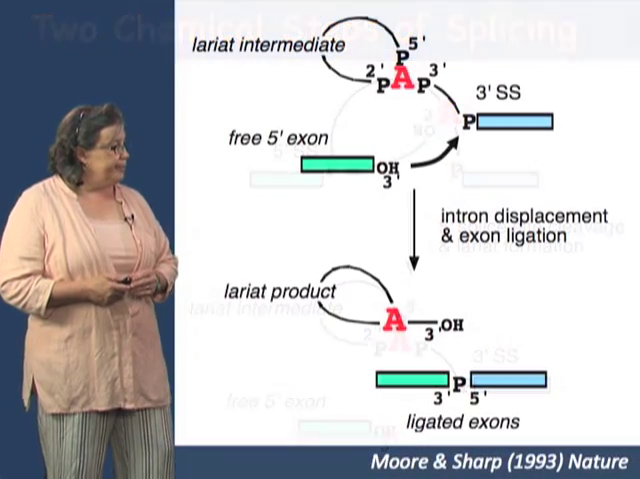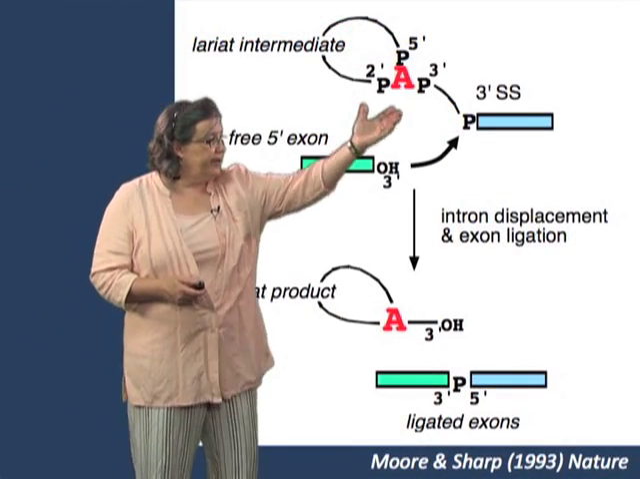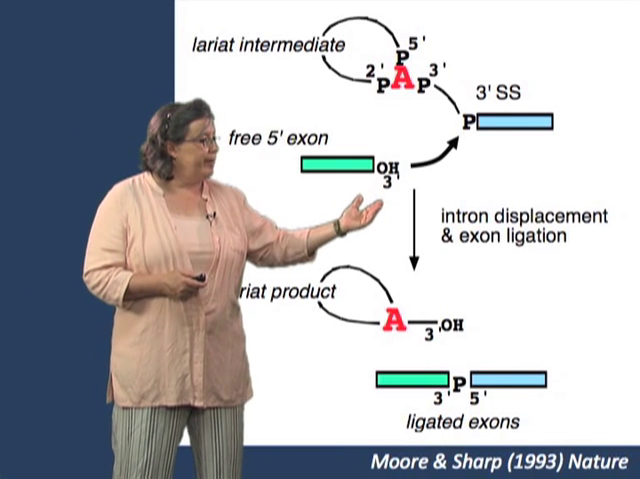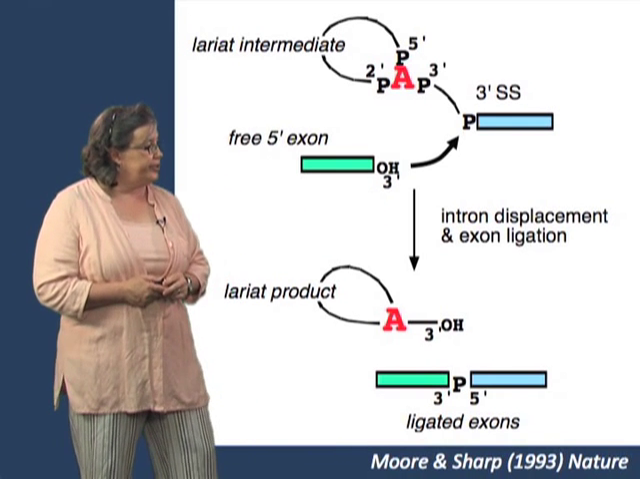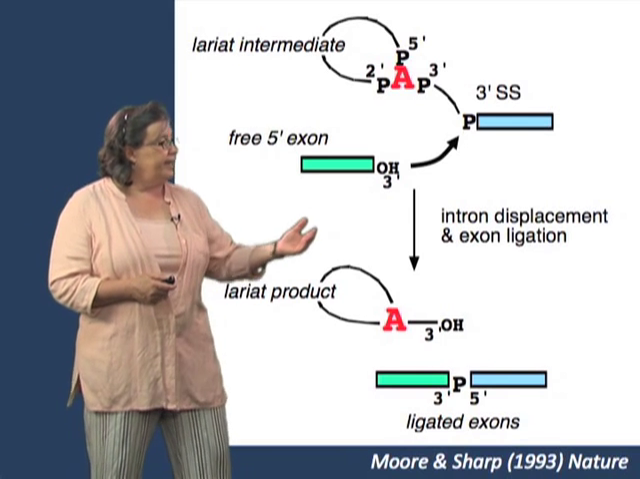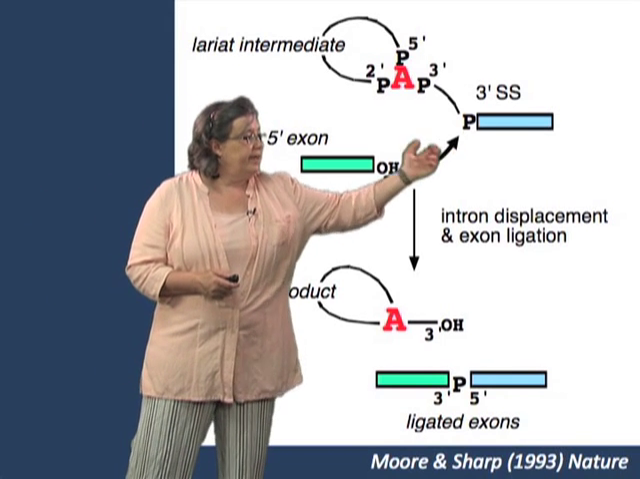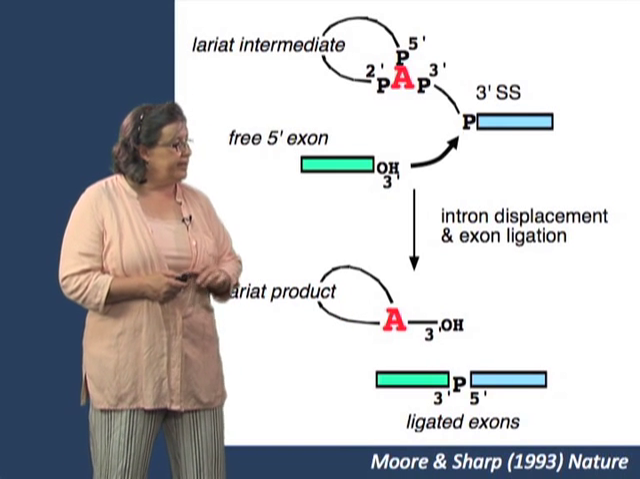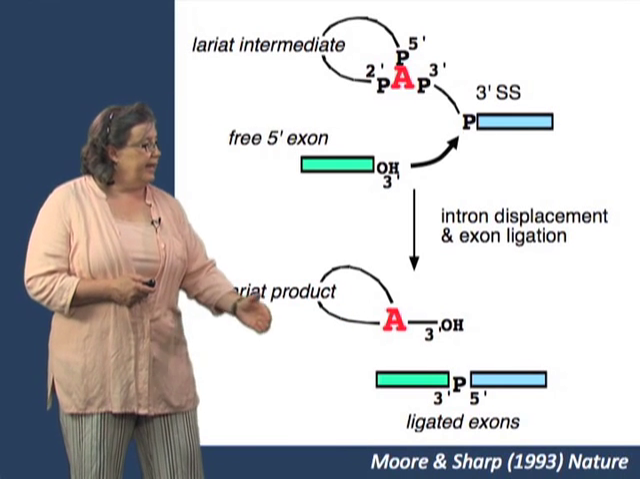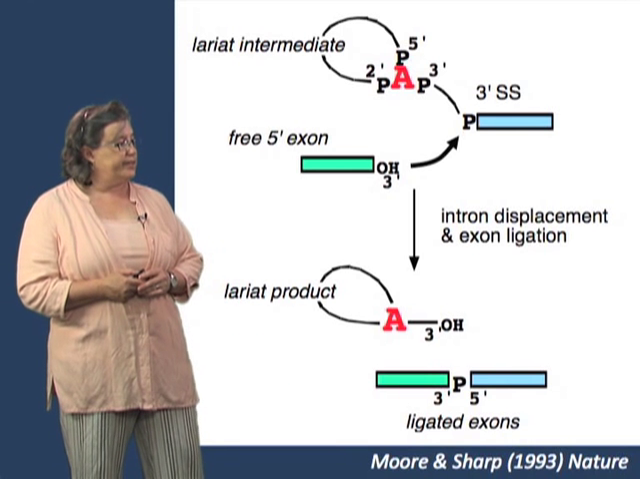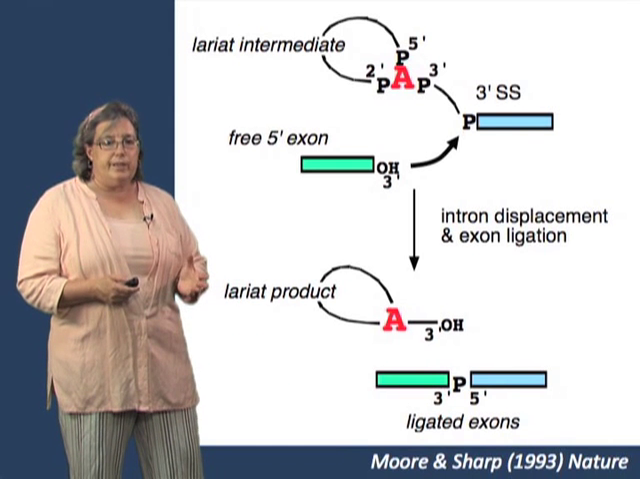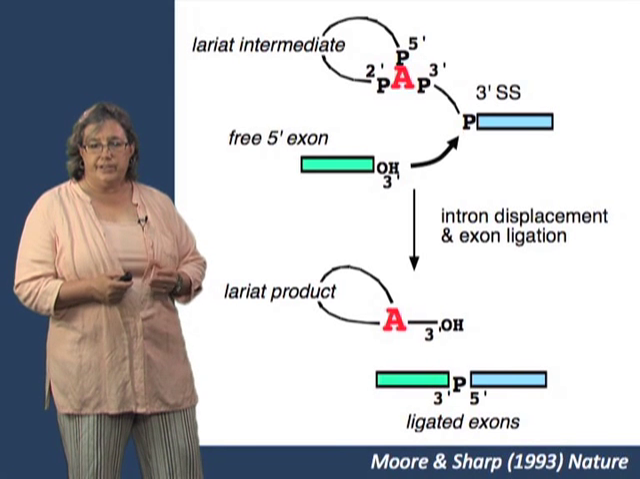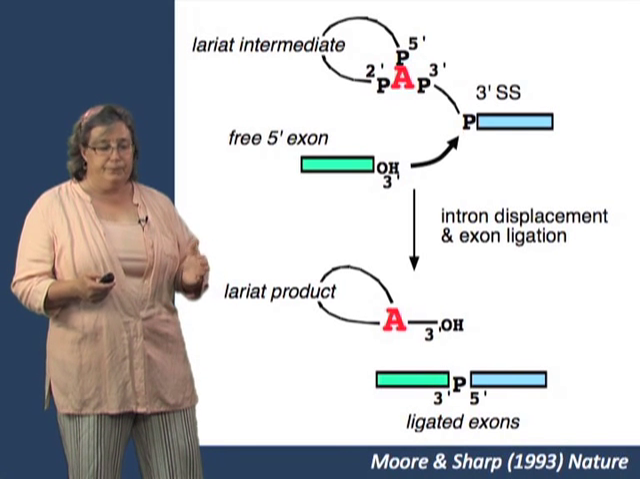The second step of splicing, so here are our intermediates in the reaction. This 3' hydroxyl that was generated in the first step on the 5' exon now attacks the phosphate at the 3' splice site, and this kicks out the intron and ligates the two exons together. Now we know that this is the chemistry, and that these occur as single transesterification reactions.